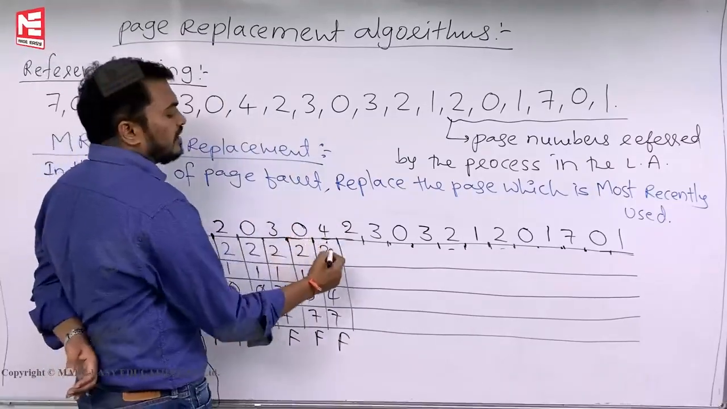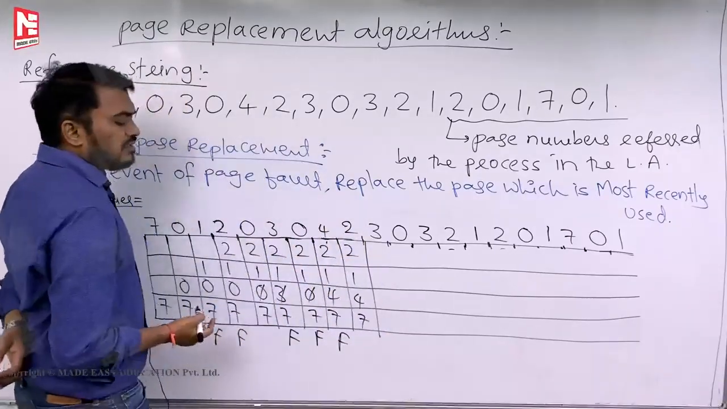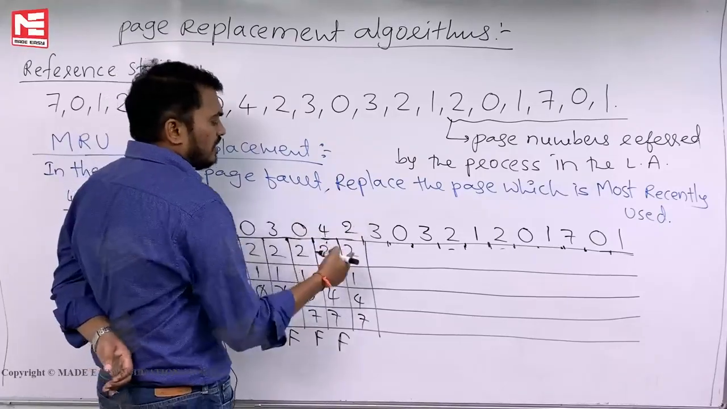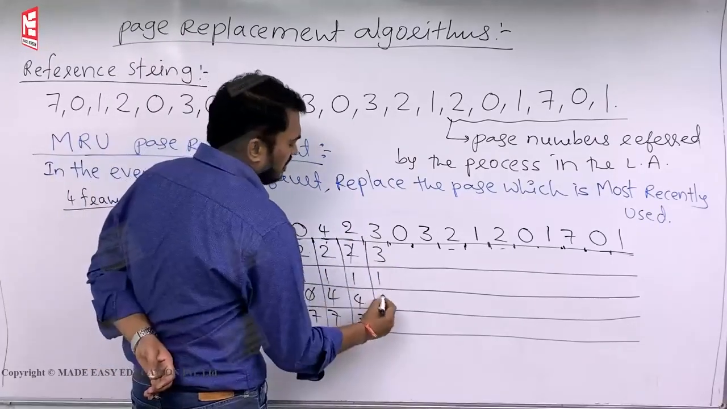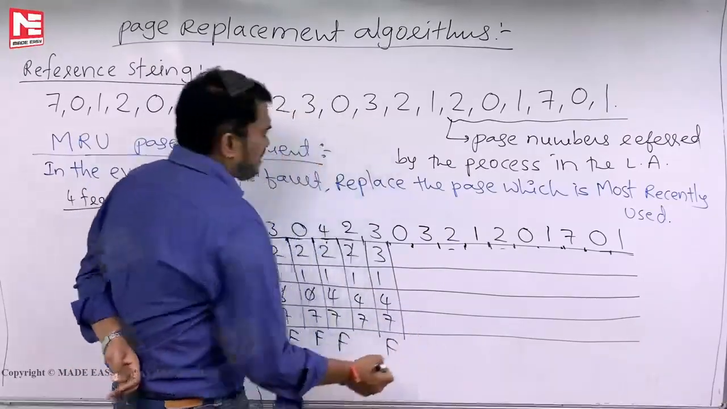And 2, is it available here? Yes, it is available, so copy as it is, no page fault. Next is 3, not available. Which one to replace now? Okay, 2, the one just used, most recently used. So replace 2 with the 3 and copy the remaining as it is, and that is a page fault. So if it is a page fault, then write F.